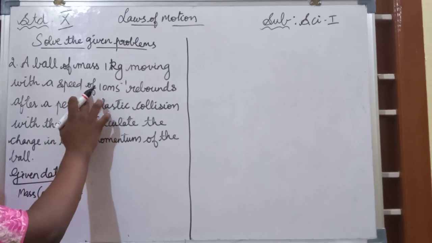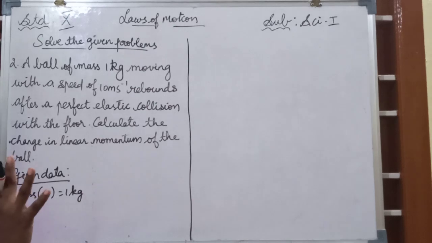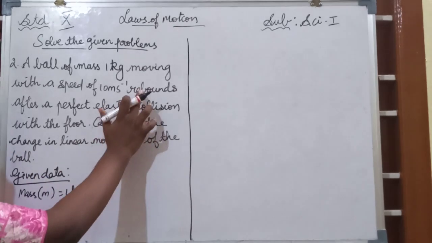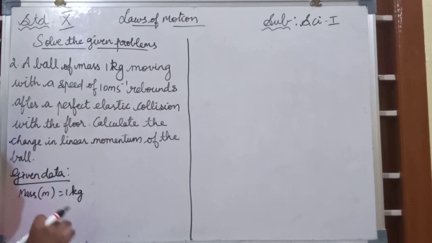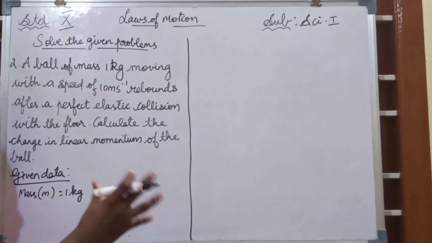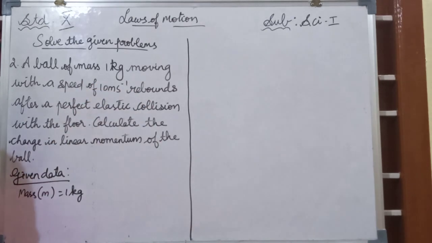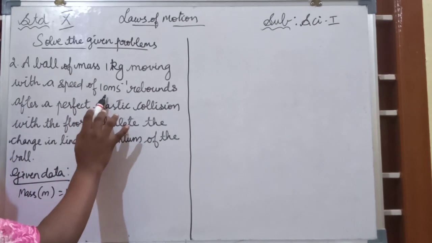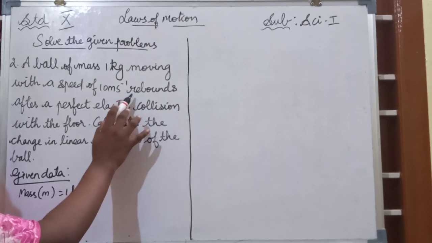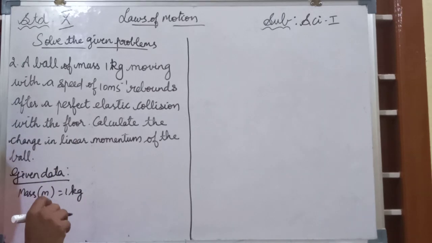Moving with the speed of 10 m/s. So, it has a speed. It rebounds after a perfect elastic collision with the floor. When you make a ball fall on the floor, or when you drop the ball, what will happen? It will hit the floor and again it rebounds, right? So that's what they are saying here, with the speed of 10 m/s it rebounds after a perfect elastic collision with the floor.